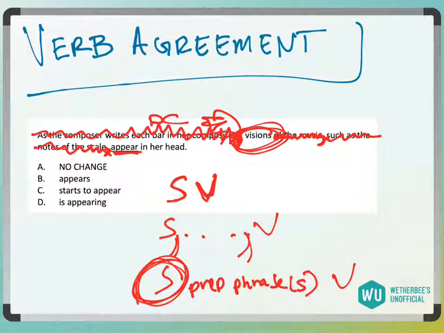And visions is plural, so I would say they. And so if I write they, would I say they appear in her head, they appears in her head, they starts to appear in her head, or they is appearing in her head? I would say they appear, answer choice A.